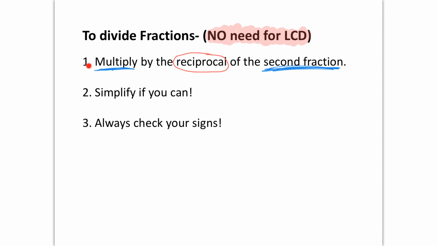After you do step number one, you set it up, multiply by the reciprocal of the second fraction. Step number two, simplify if you can. And step number three, always check your signs. Remember that we do have negatives and positives, so you have to check your signs and follow the rules for multiplying integers. So let's look at some examples.